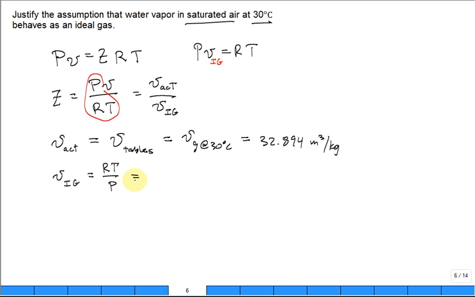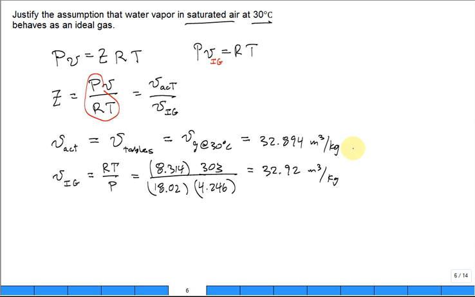So what we'll do is now compute the specific volume assuming ideal gas behavior. Its R is 8.314 divided by the molar mass, 18.02. We had a temperature of 30 degrees C. We convert that to 303 Kelvin. And you divide by the pressure. Well, this is the partial pressure of the vapor in the mixture. That's the saturation pressure, equal to 4.246 kilopascal. So when we compute it, we find it's 32.92 meters cubed per kilogram.